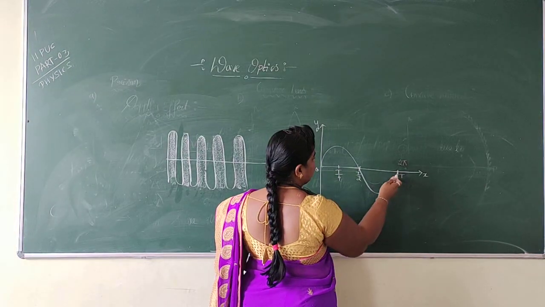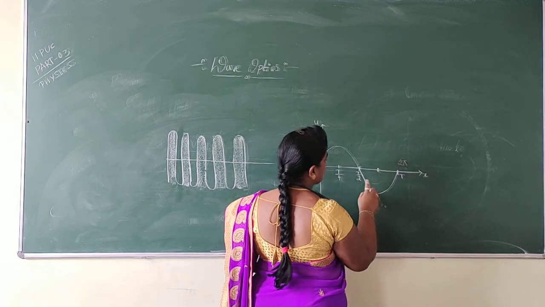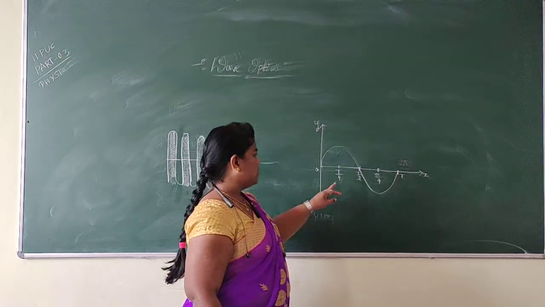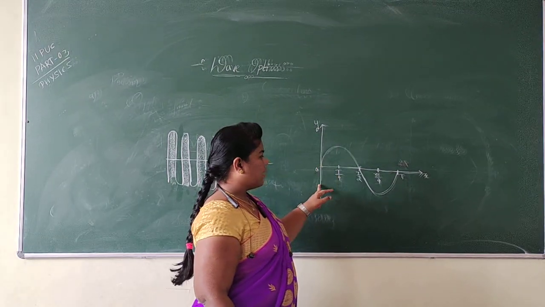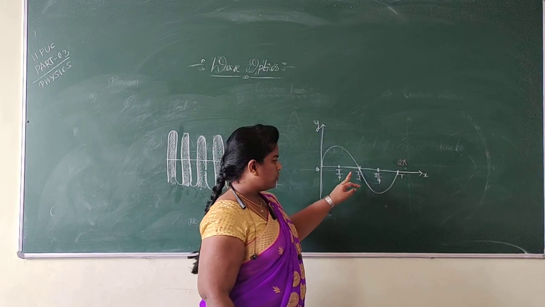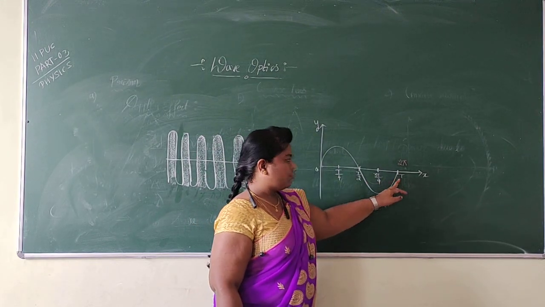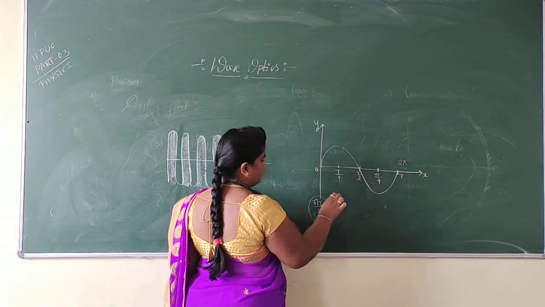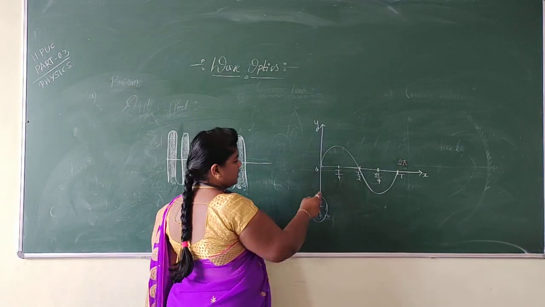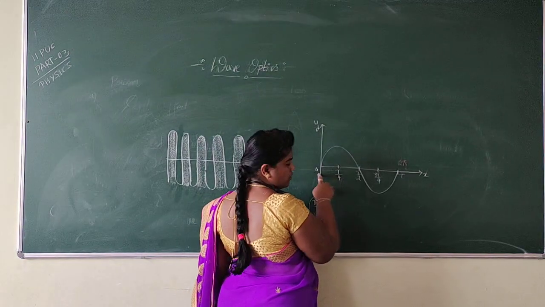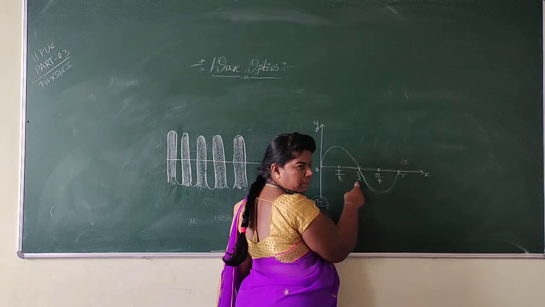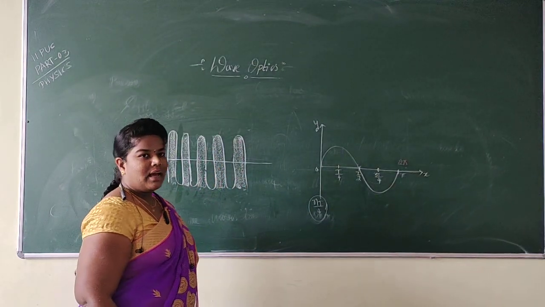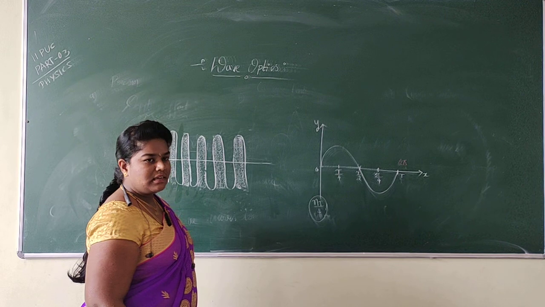So now it reduces, and between them it becomes 3T by 4. So now you can observe 0T by 4, 1T by 4, 2T by 4, 3T by 4, 4T by 4. So how does the time period vary? It varies in steps of T by 4. At this position 0T by 4, 1T by 4, 2T by 4, 3T by 4, 4T by 4. 4 by 4 cancels and becomes T. For one complete cycle, how much is the time period?